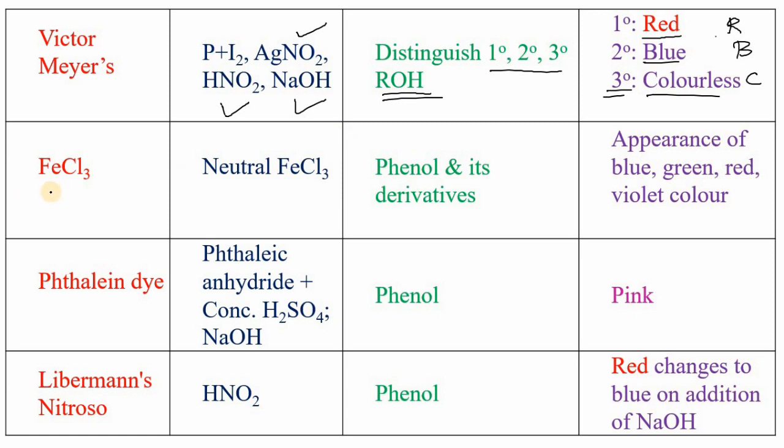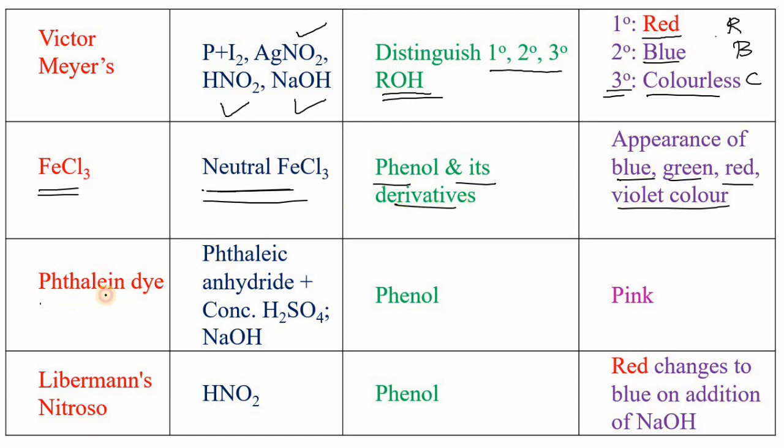Ferric chloride test. The reagent is neutral ferric chloride solution. This is used for identification of phenol and its derivatives. When you treat ferric chloride with phenol or its derivatives, there is a formation of a complex. There is an appearance of blue, green, red, or violet color.